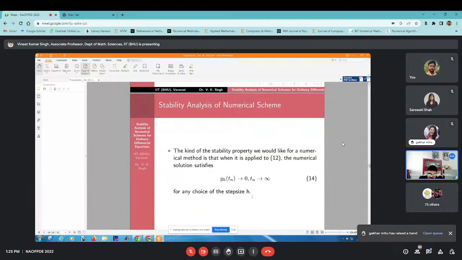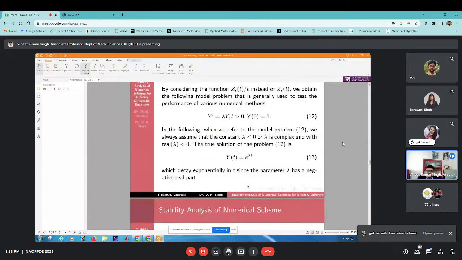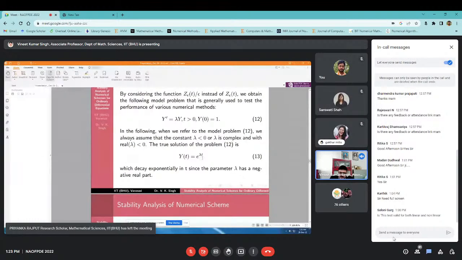That is a task. So let's start. I have taken two well-known numerical schemes for the given mathematical model 12. Mathematical model 12 is given, and its well-known solution is y(t) = e^(λt).